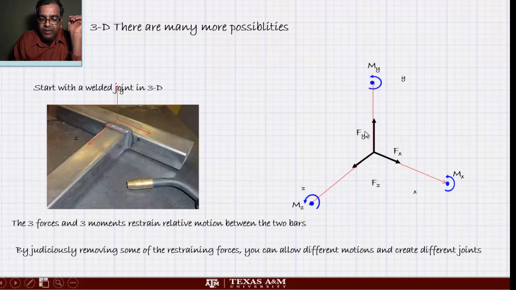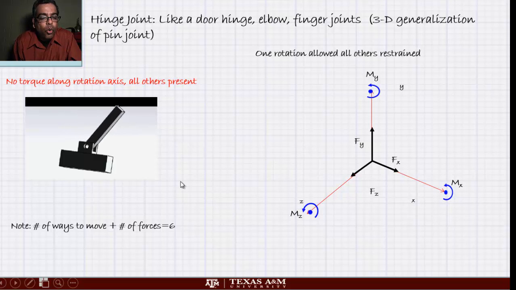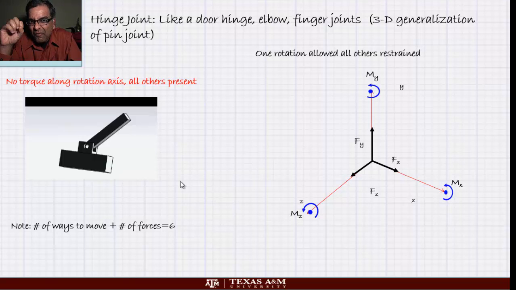So correspondingly, there will be 3 forces which will prevent translations, and 3 torques, the 3 moments along each axis, which prevent rotation. That's a welded joint. All the other joints are special cases of this. Depending upon which of these forces are prevented or added, you will get different things. For example, we are back to a pin joint. In 3 dimensions, it's called a hinge joint. Can you see? Only one motion is allowed. That means out of 6 things, 5 will still be present, only 1 is gone.